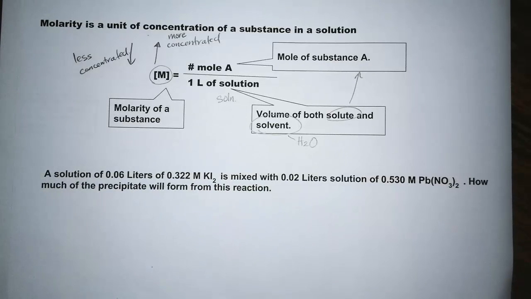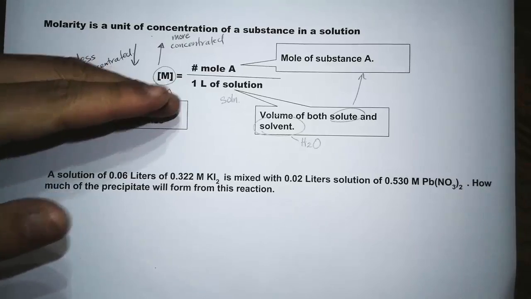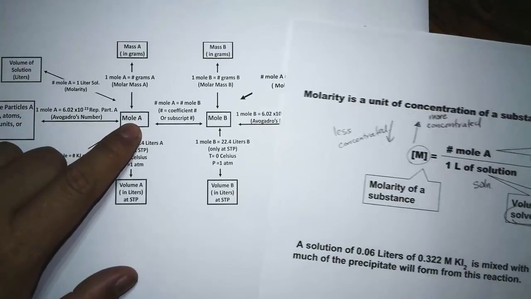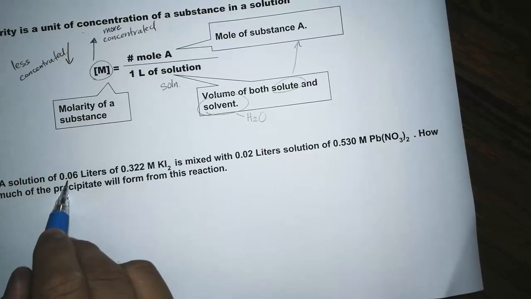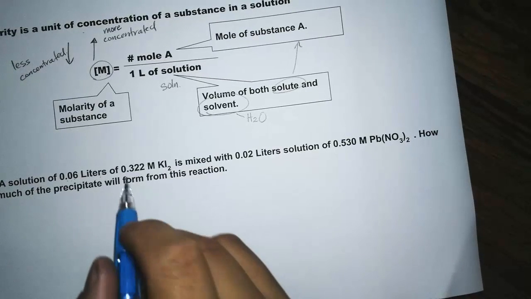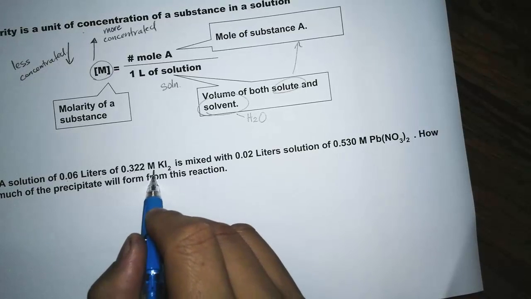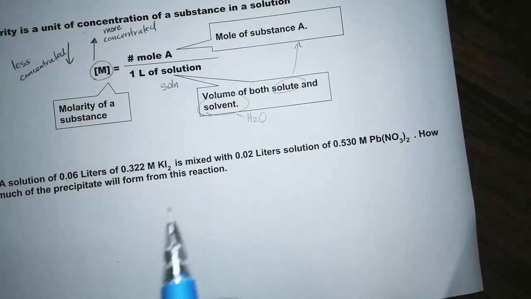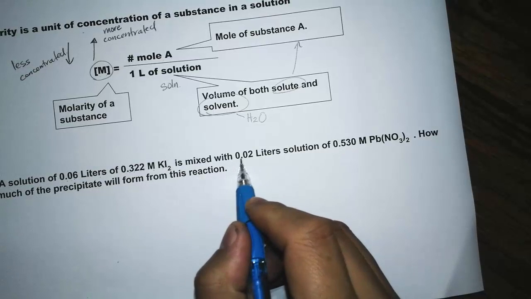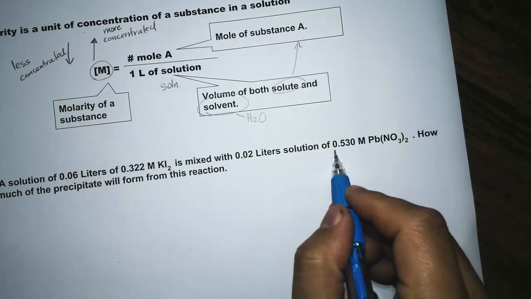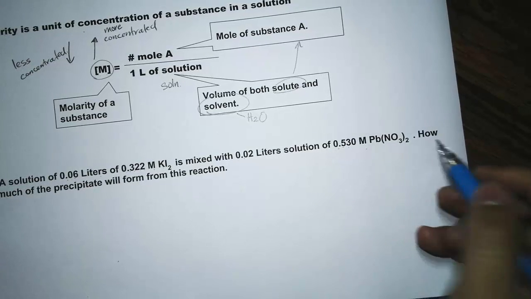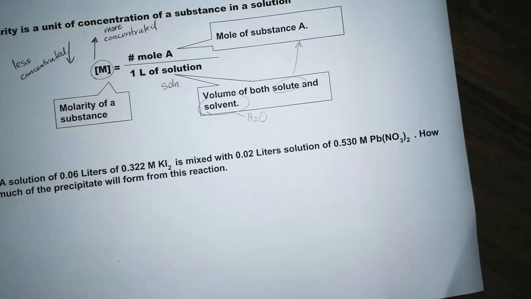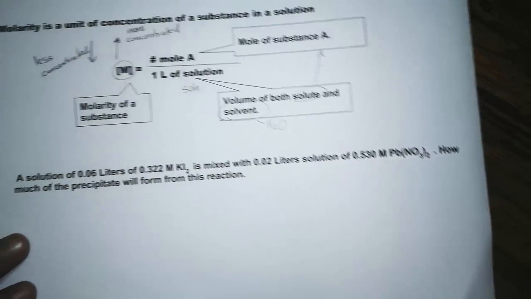Let's take this up to the next level, where we use this basic concept and the stoichiometry flowchart to determine the product that will form in a solution. First of all, we have a solution of 0.06 liter of 0.322 molarity potassium iodide mixed with 0.02 liter solution of 0.530 molarity lead nitrate. And the question asks you how much of the precipitate will form from this reaction.